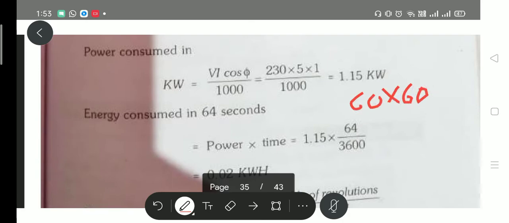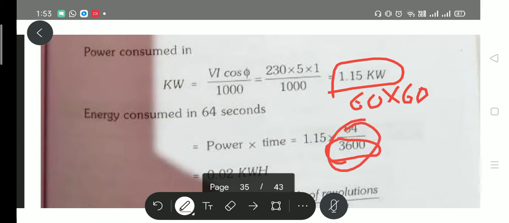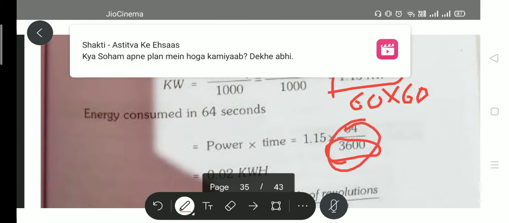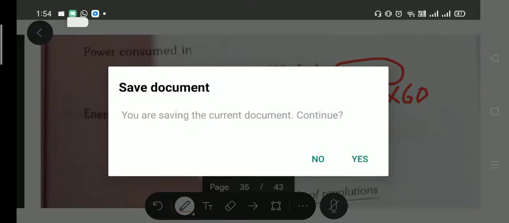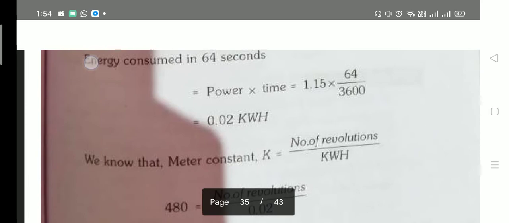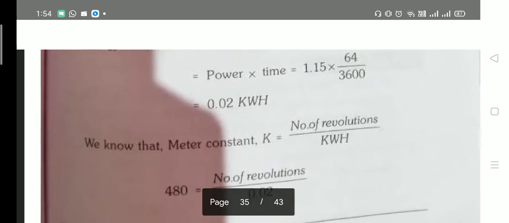60 minutes, 60 seconds. So 60 into 60, 3600 here. Power into time, power is 1.15 kilowatts we find, and 64 by 3600 we can take in hours. This is the hours. So we will get the energy will be 0.02 kilowatt hour. So we can find the number of revolutions now.